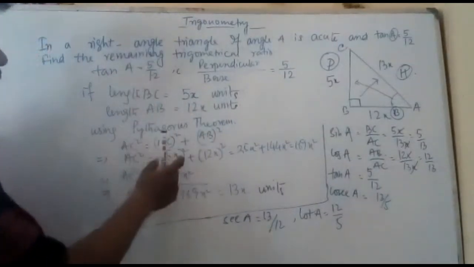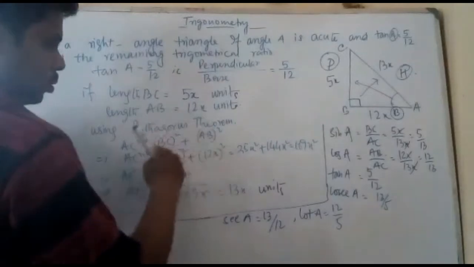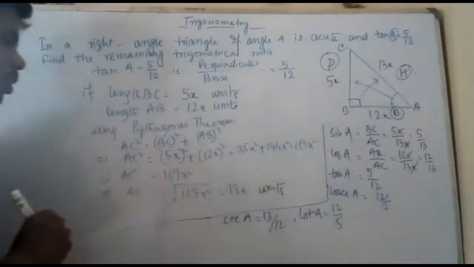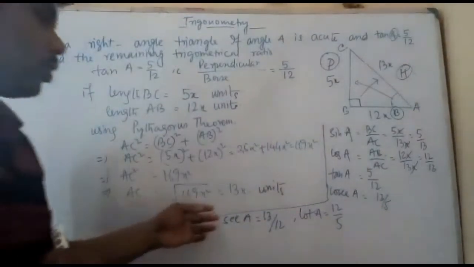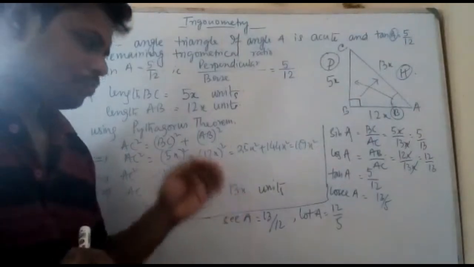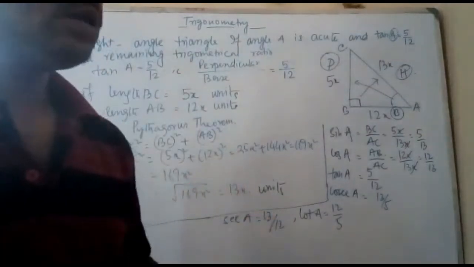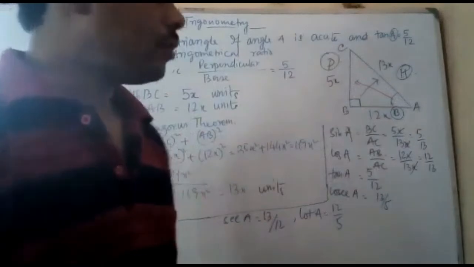So now we put the value of perpendicular and base. So it will be 169x square. Now take the square root of this value. Square root of 169x square is 13x. Why is it not negative? Because it is a length, so it has no negative value.